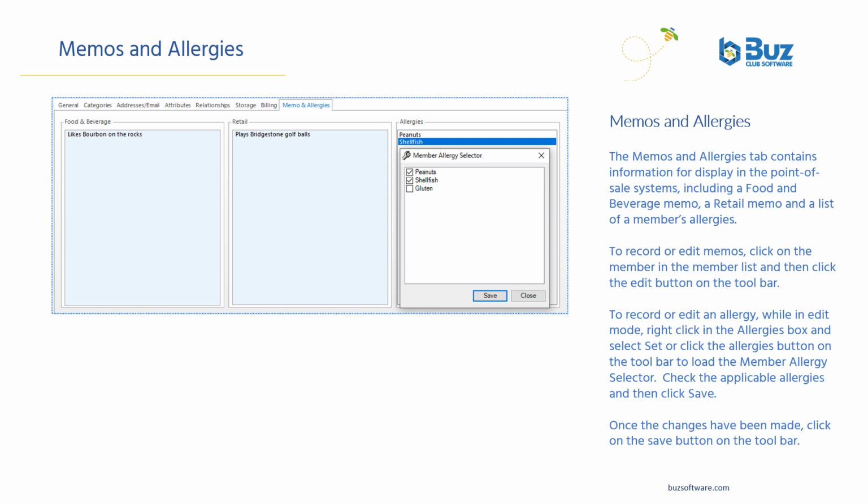To record or edit an allergy while in edit mode, right-click in the Allergies box and select Set, or click the Allergies button on the toolbar to load the member allergy selector. Check the applicable allergies and then click Save. Once the changes have been made, click on the Save button on the toolbar. For information on creating and managing the allergies list, please refer to the video on Allergy Manager.